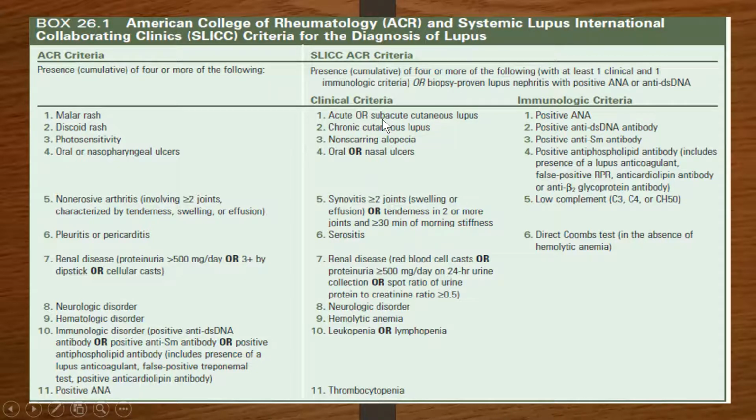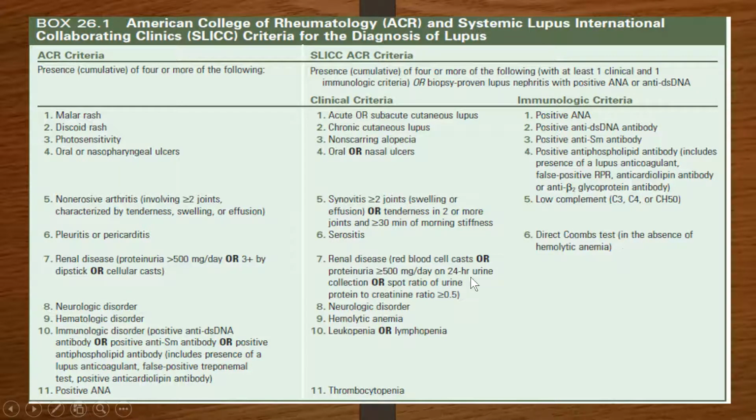In the clinical criteria, you have acute cutaneous lupus, chronic cutaneous lupus, alopecia, oral or nasal ulcer, synovitis, serositis, renal disease in the form of proteinuria or hematuria, neurological disorder, hemolytic anemia, leukopenia or lymphopenia, and thrombocytopenia. You have to have at least one of these. From the immunological criteria, you need to have at least one of these: positive ANA, anti-dsDNA, positive anti-Smith, positive anti-phospholipid antibody, low complement, and direct Coombs test.